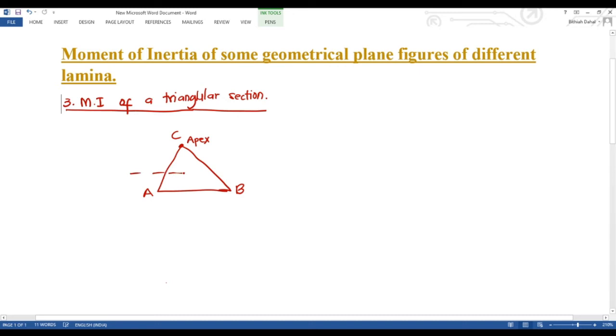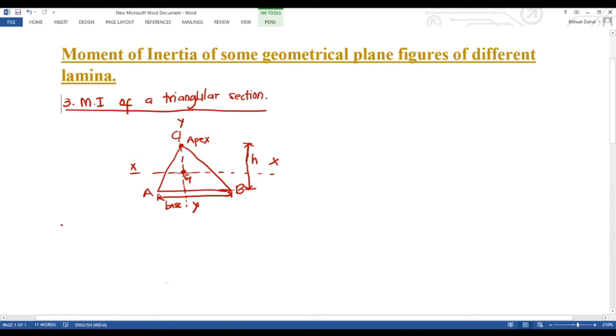Let us say that the x-axis is running from here, and the y-axis running from the mid of the apex, and this point where both the axes are intersecting is my centroid G. And from this apex to the base, let it be my height of the triangle, and let this from A to B be the base of the triangle.